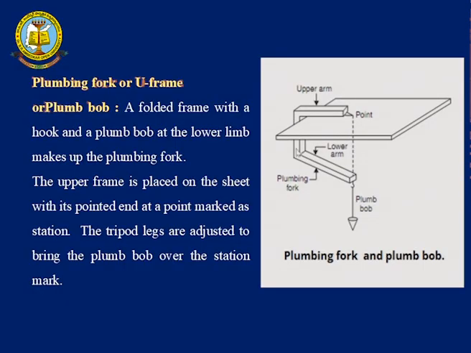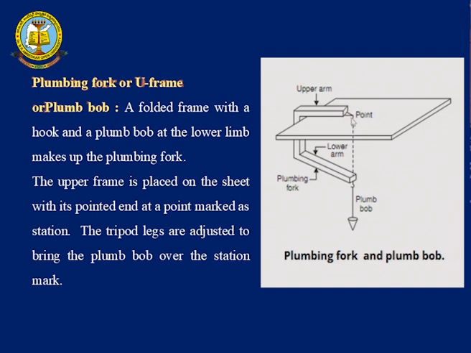And the third one is very important. This is also called a plumbing fork, or U frame, or a plumb bob. You can see that this is a plumb bob, and this is a U frame fork, with an upper arm and a lower arm. On the lower arm you have the plumb bob hanging. This is a folded frame with a hook and a plumb bob at the lower limb, which makes up the plumbing fork, and the upper frame is placed on the sheet with its pointed end at a point.